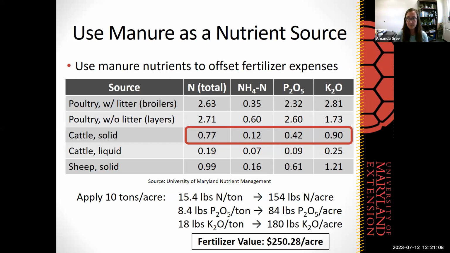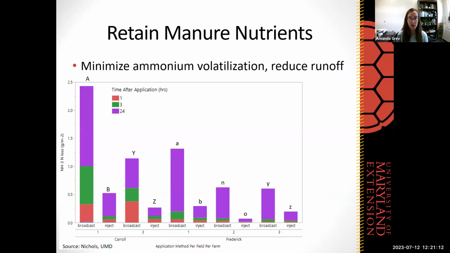our forages. The other thing with manure, so I mentioned differences in volatility between our different types of nutrients. So there's been a little bit of work here in Maryland looking at ammonium volatilization on some farms who are applying manure. And for each of these, across the bottom, you see there are a couple of farms from Carroll County and a couple of farms from Frederick County, Maryland. And the farm numbers, you see, 1, 3, 1, 2, 3, those are different farms.